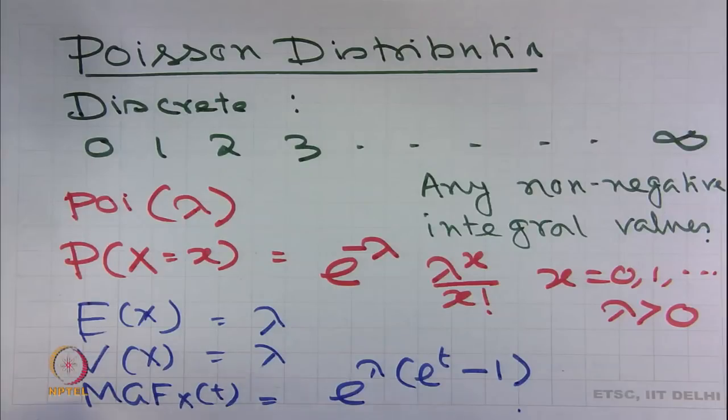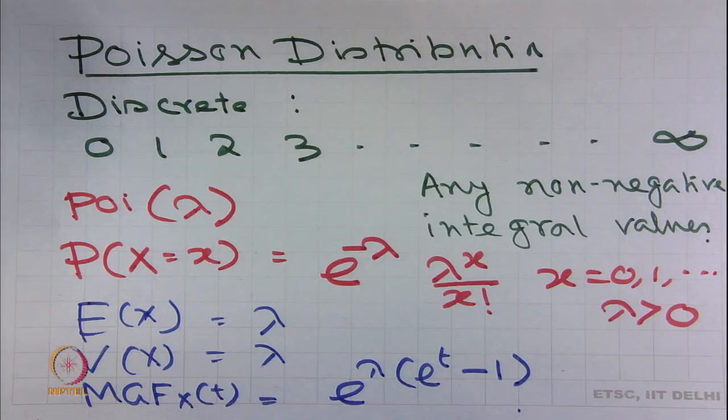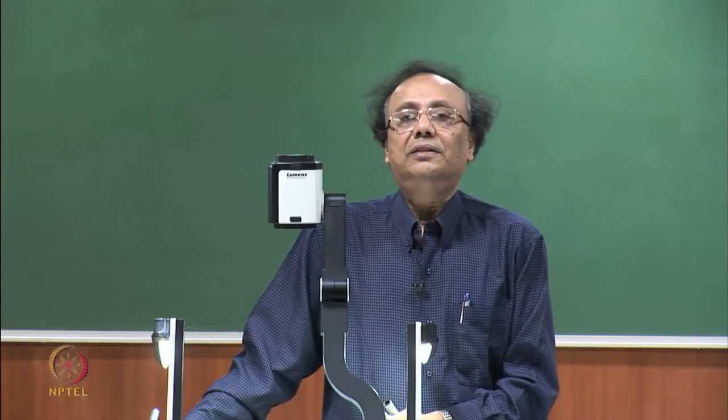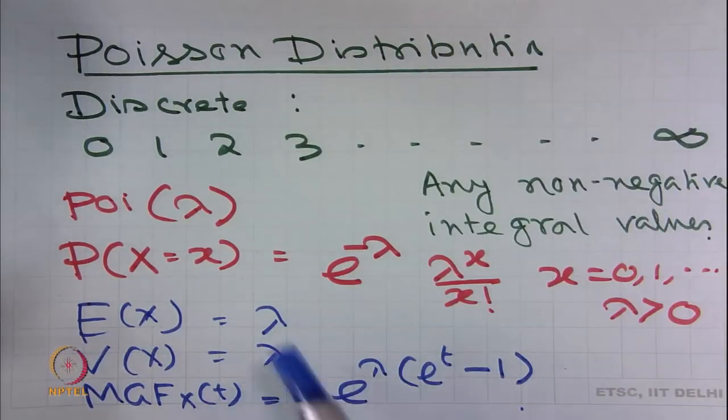They are very easy to compute. As it is not a first course on probability, I am not computing it, but it will be good if you revise these things. Another interesting point to note is that for a binomial random variable, the variance was npq, or np into (1 minus p). Since 1 minus p is less than 1, we knew that the variance of a binomial random variable is less than the expected value. In this case, we can see that the expected value and the variance both are the same.